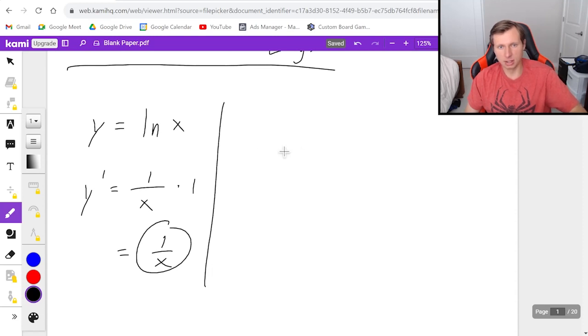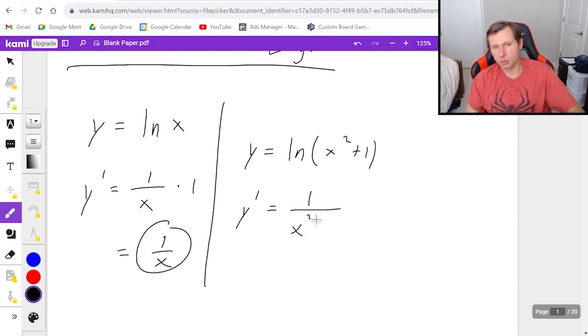Now for something a little more complicated, what if I have y equals the natural log of x squared plus 1? So now it's a little more complicated. It's still natural log, which is nice. But I've got to say 1 over x squared plus 1, over the thing inside the logarithm, and then times the chain rule here. The derivative of x squared plus 1 is just 2x. So then my final answer would be numerator 2x divided by x squared plus 1.